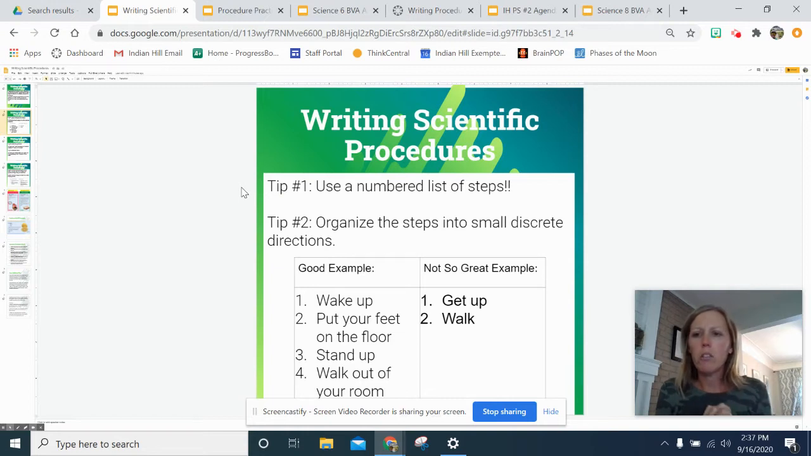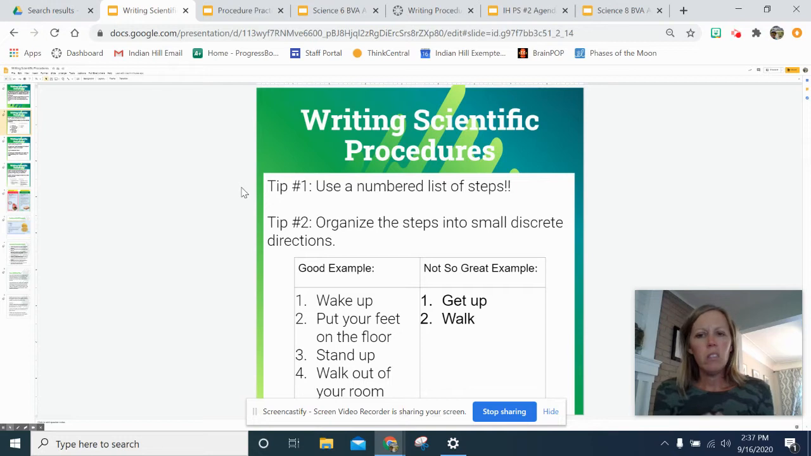Like, for instance, let me rephrase that. The directions to getting out of bed could be 1, wake up. 2, put your feet on the floor. 3, stand up. 4, walk out of the room. Okay? Versus the not so great example for how do you get out of bed. 1, get up. 2, walk.